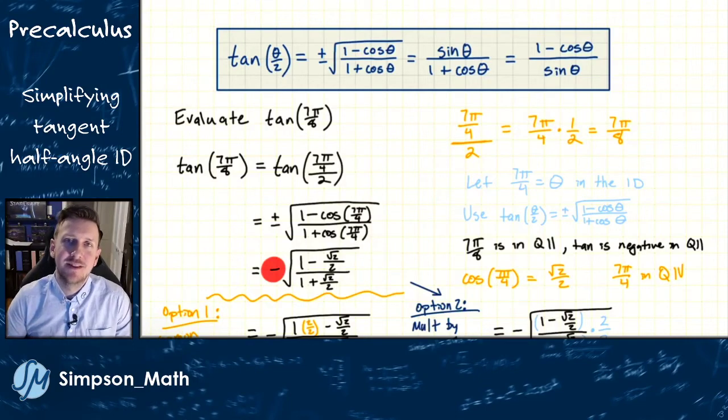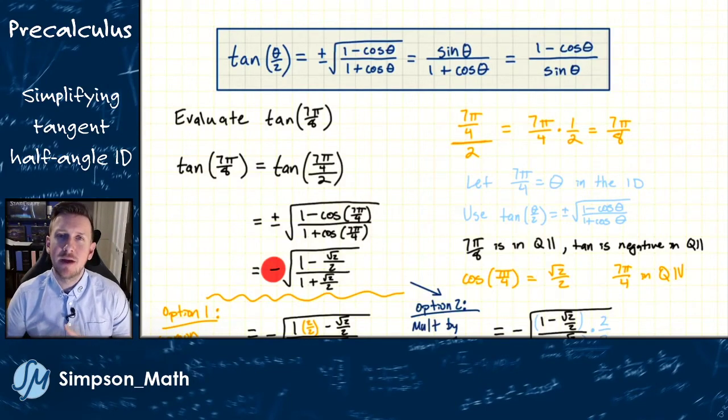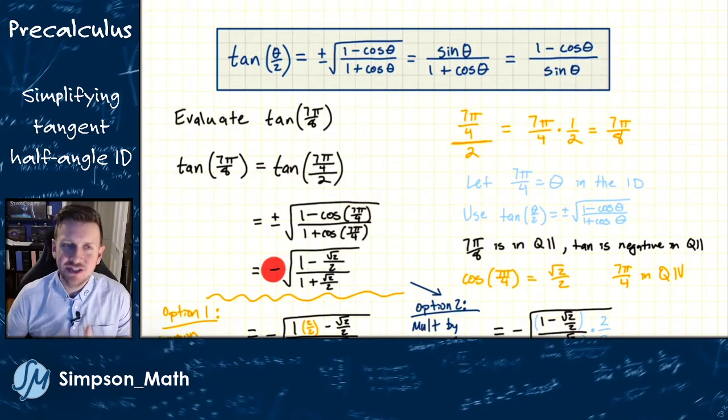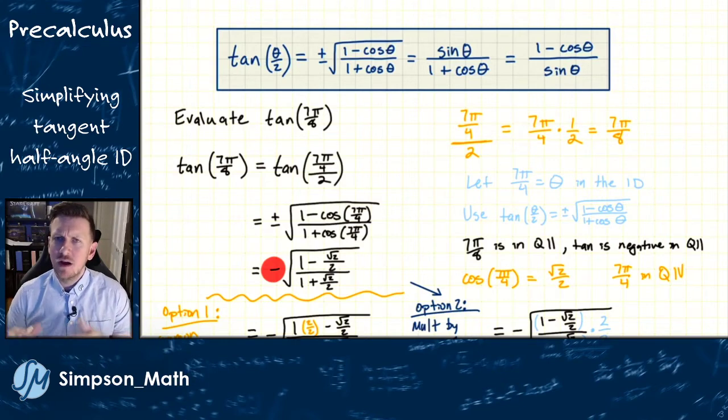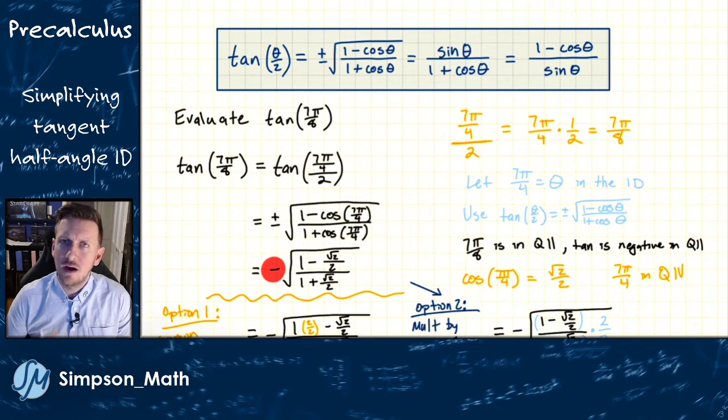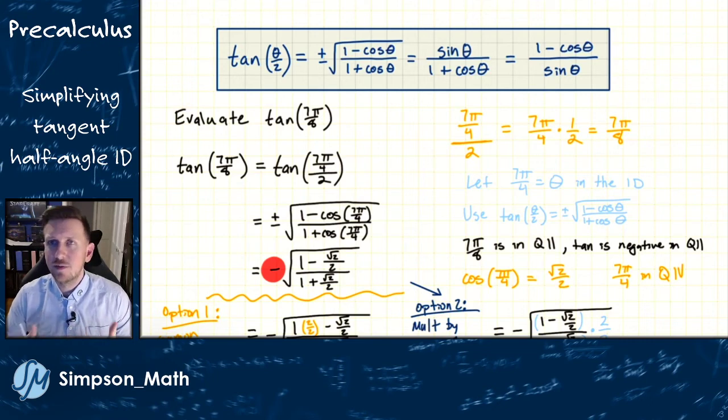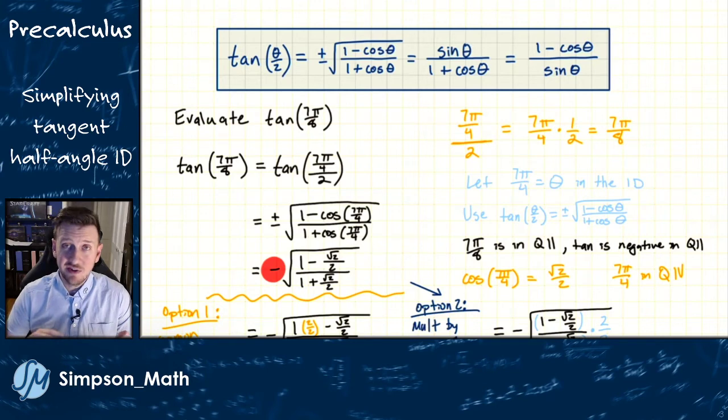Hey, this is Leach with Simpson Math, and in this video, I'm going to talk about the tangent half-angle identity. We have a lecture video up all about the half-angle identities, but the simplification process is a little bit tricky with these half-angles, and specifically with the tangent because there's three different versions.